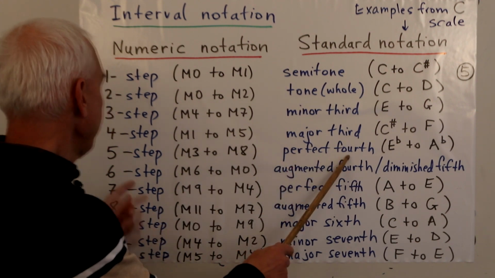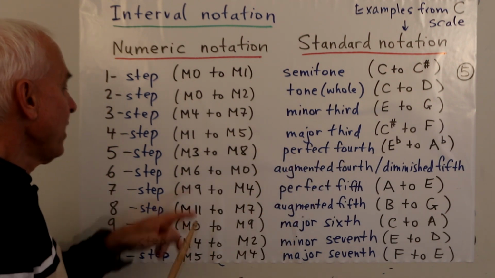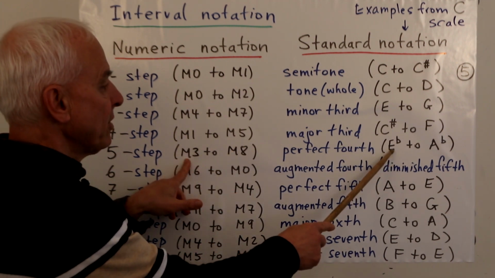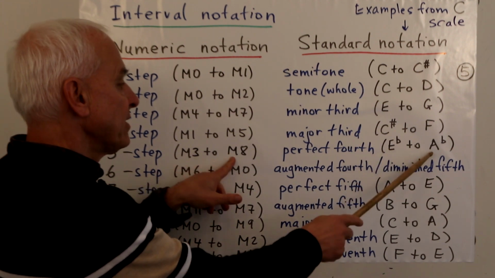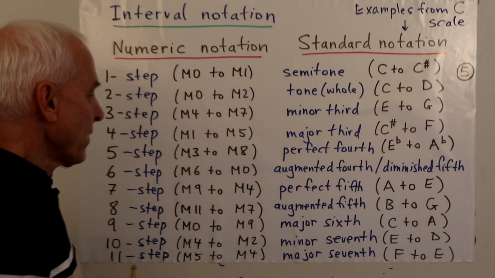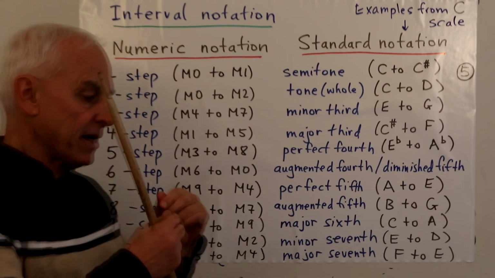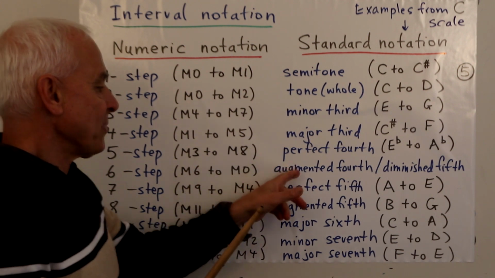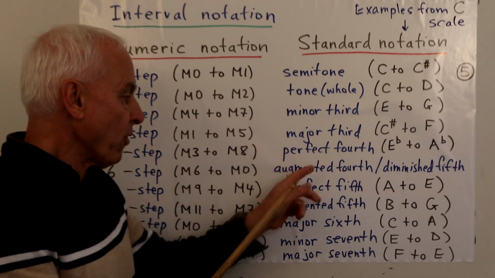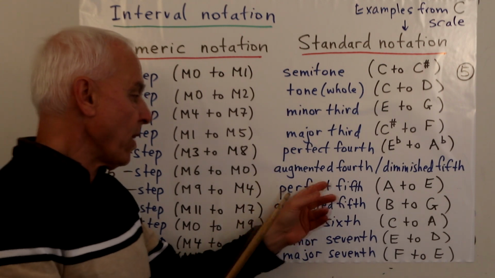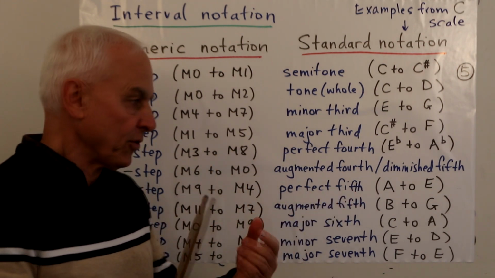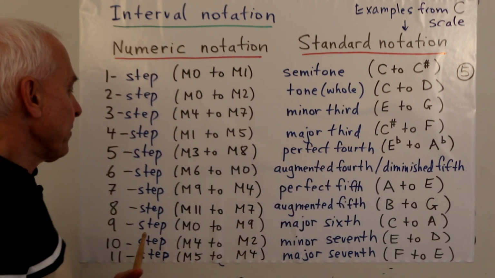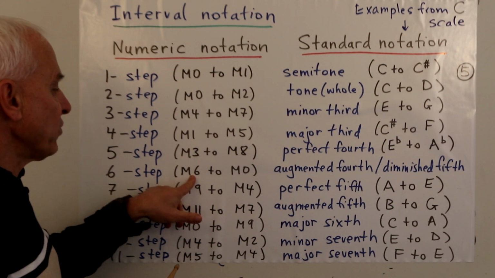A perfect fourth, that's like a 5-step. Okay, that's an example going M3 to M8. M3, we could say that's E flat. M8 is A flat. 6-step, that's exactly halfway to the octave. Okay, that's one more than a perfect fourth, so you could call it an augmented fourth, or it's one less than a perfect fifth, so you could call it a diminished fifth. So either of those names would probably be reasonable. And in this example here, that would be F sharp to C.